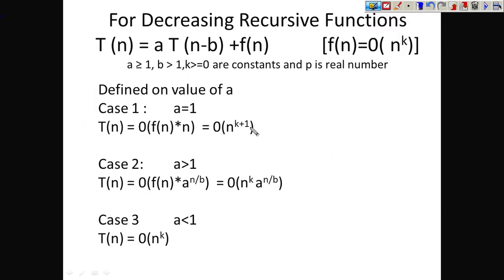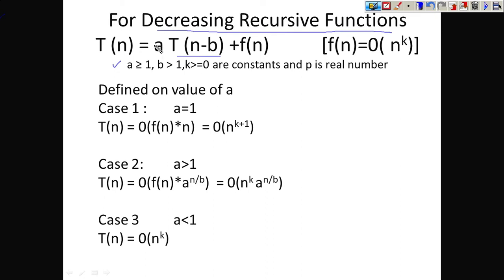So first we take the Master theorem for decreasing recursive function. When I say decreasing recursive function, it means our recursion is happening in this format where we are reducing the size of n by some factor b, provided a must be more than or equal to 1, b is more than 1. So whenever you start doing Master theorem, and you have a recurrence relation, the very first thing is you have to check that the conditions are satisfied or not. If the conditions are not satisfied, in that case the Master theorem is not applicable. So here f(n) equals big O of n^k.